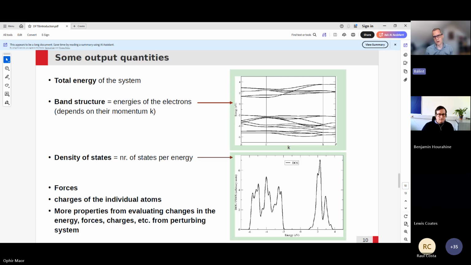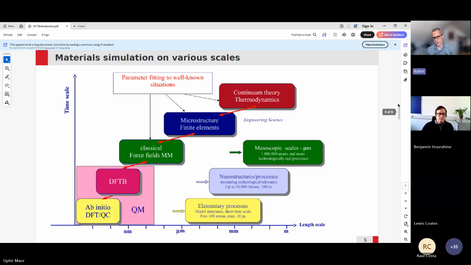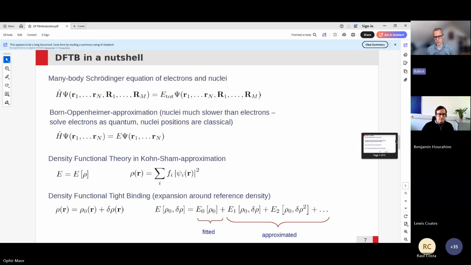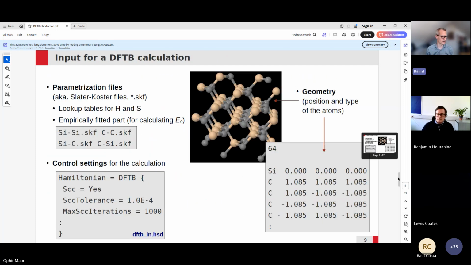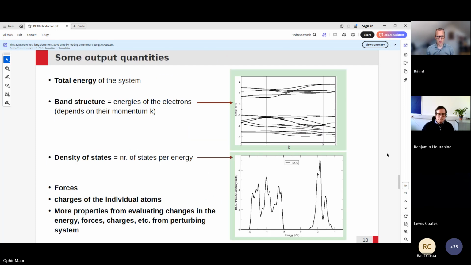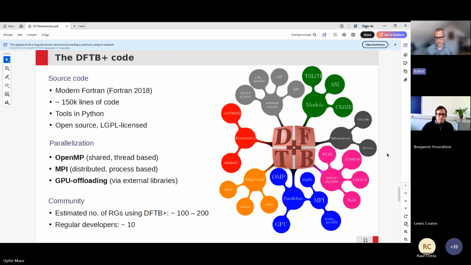And of course, there are also some additional properties you can derive, like changes in energy, forces, charges, and so on. So there are many different quantities you can obtain, but I think at the moment that's not that interesting. Okay, then the next slide, please.